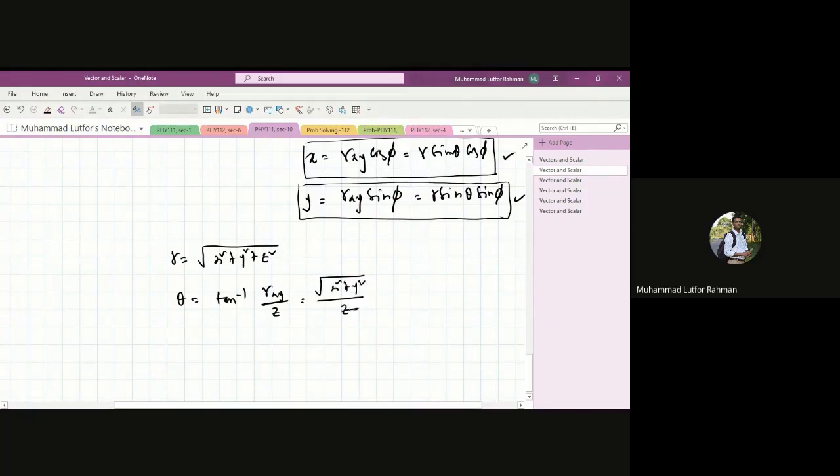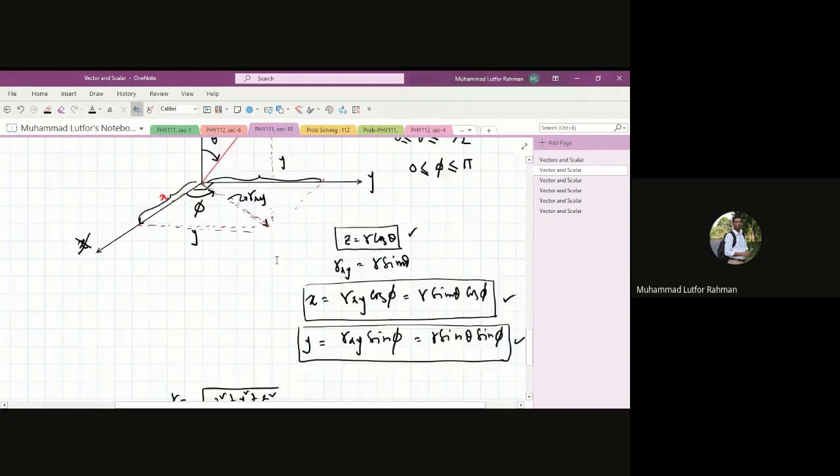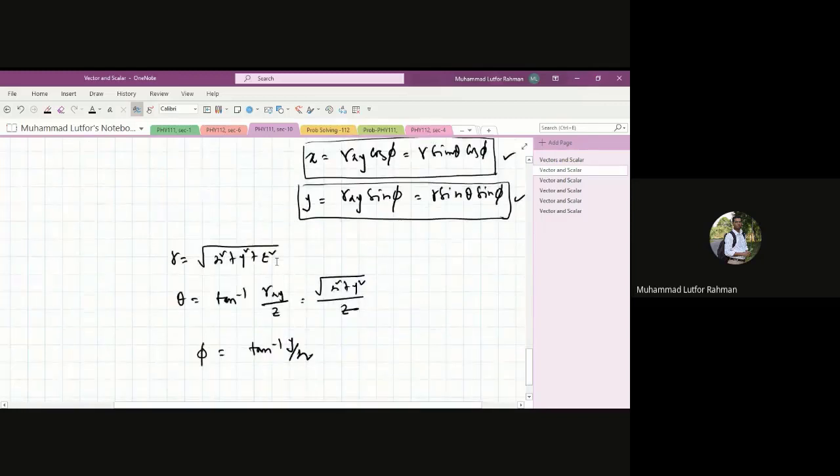This would be the theta, and the phi you can write down as tan inverse y by x. Phi you can find out from that. So this is actually your phi angle, this is your x, and this is actually your y. We can find out from that trigonometric definition. So that's how you can find out that variable.